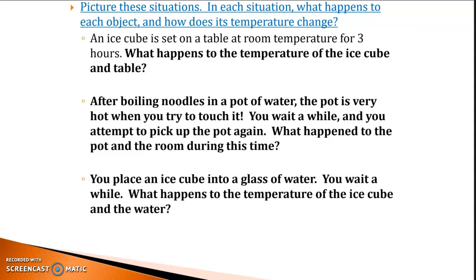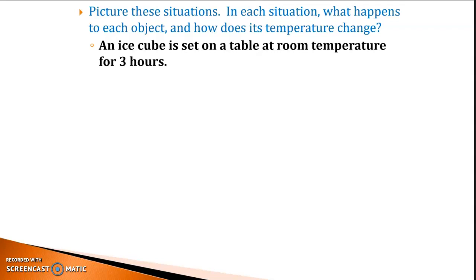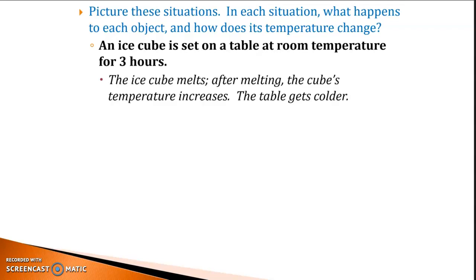Okay, hopefully you had a moment to analyze these 3 situations. If the answer seems simple, it's probably because it is. I'm starting simple here. So let's talk about the first one. Ice cube on a table, room temperature for 3 hours. Well, our experiments would probably tell us the ice cube will melt, and the cube's temperature will increase. The table, you might feel, gets a little colder.